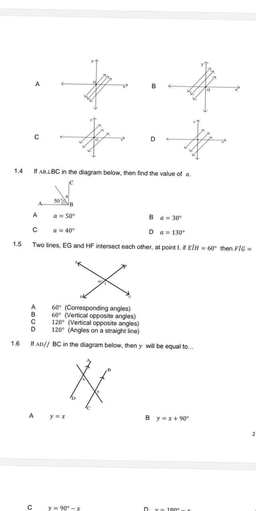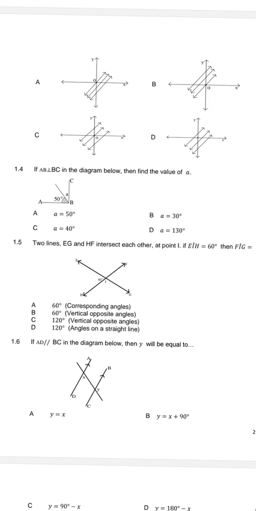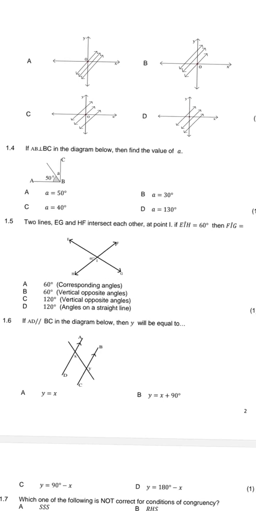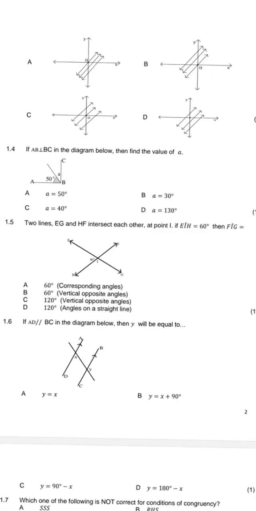Hopefully we can see. Do you see the angle FIG? Is it A, 60 degrees, corresponding angles? B, 60 degrees, vertically opposite angles? C, 120 degrees, vertically opposite angles? Or is it D, 120 degrees, angles on a straight line?